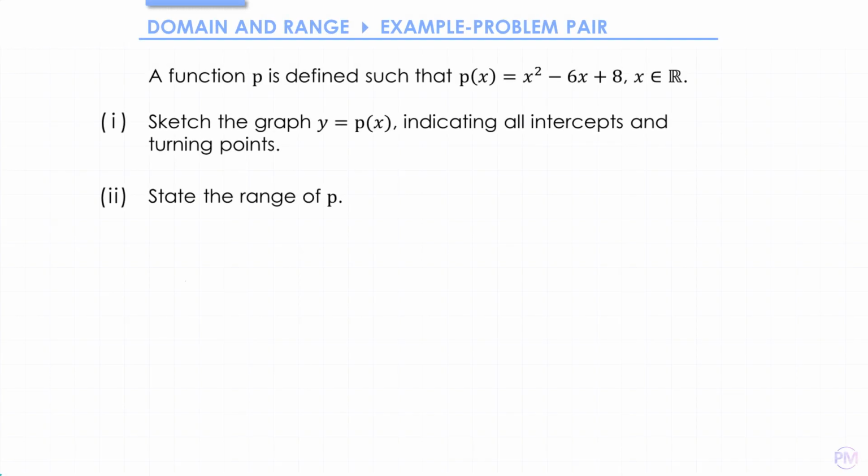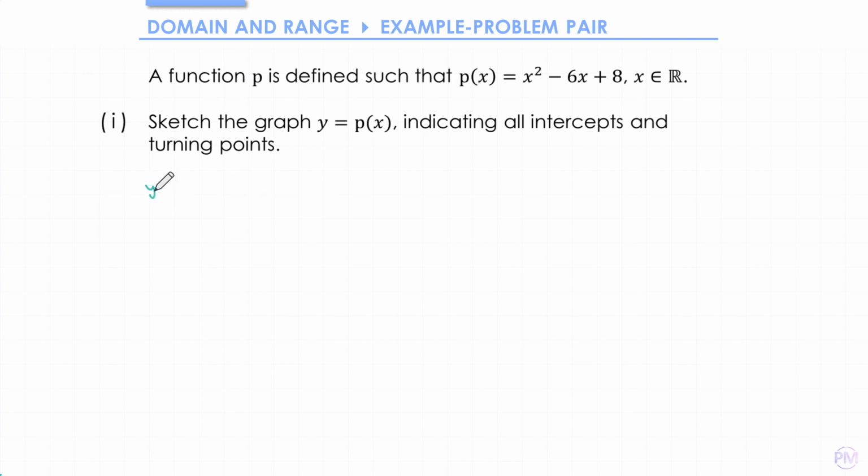Okay, in this example then we're going to be finding the range of a quadratic function. Here we have p of x equals x squared minus 6x plus 8. To start with though, we're just going to sketch the graph indicating the intercepts and the turning points, and then after that we're going to find the range.